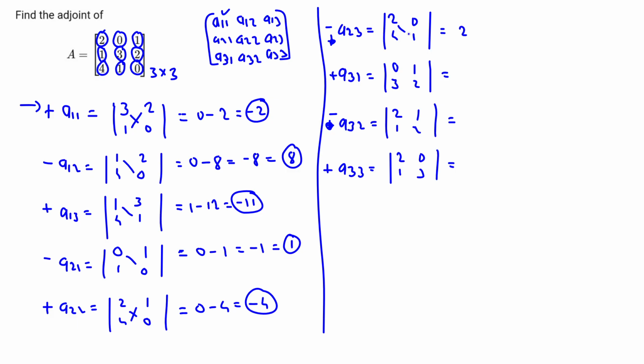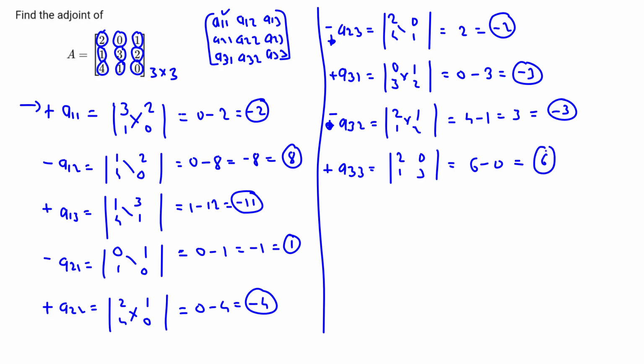2 into 1 is 2, and 0 into 4 is 0, so if I multiply by minus sign, it will become minus 2. Again 0 into 2 is 0, minus 3 into 1 is 3. If I multiply by plus sign, it will be as it is, minus 3. 2 times 2 is 4, minus 1 times 1 is 1, that is 3. If I multiply by minus sign, it will become minus 3. And finally 2 times 3 will be 6, minus 1 into 0 is 0, so you will get plus 6.